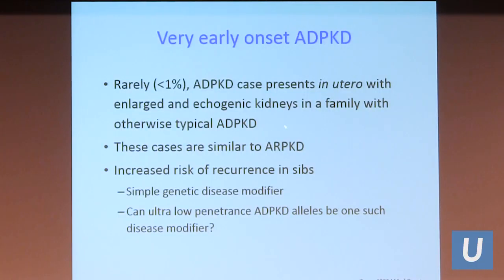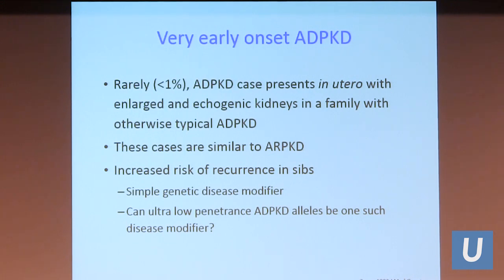Unusually, in ADPKD families, probably less than 1% of cases, we can see a very severe presentation of ADPKD, which can sometimes be lethal and often mistaken for ARPKD. Clauser noted many years ago that there was a recurrence of this very severe disease within siblings, suggesting that there may be a simple genetic mechanism explaining this.